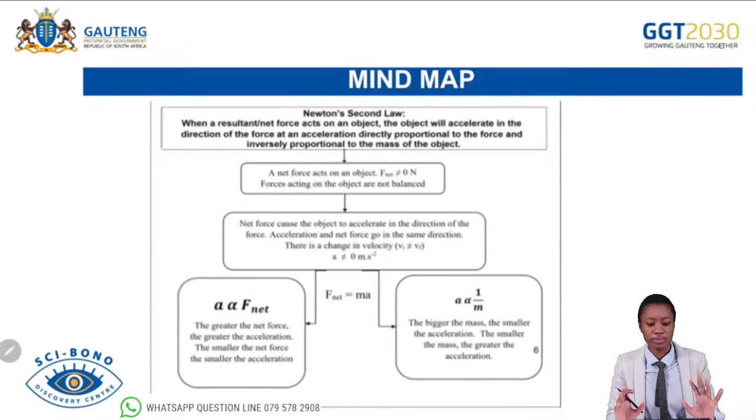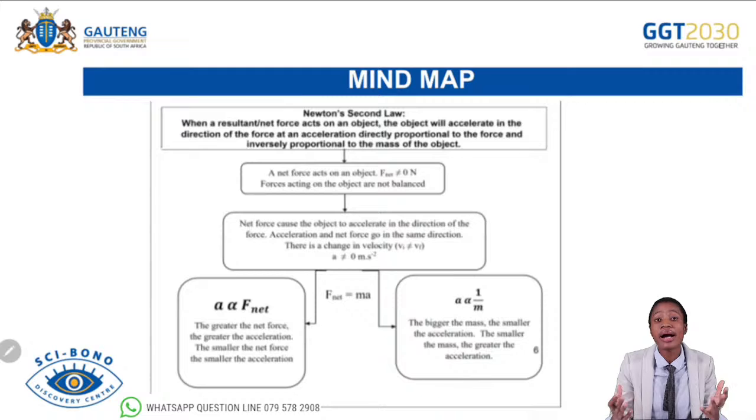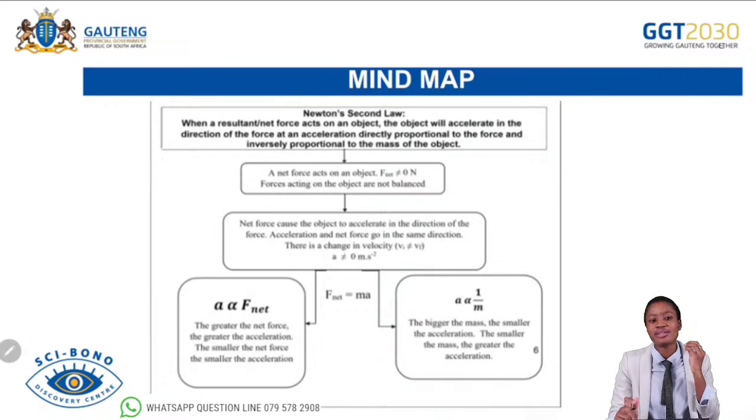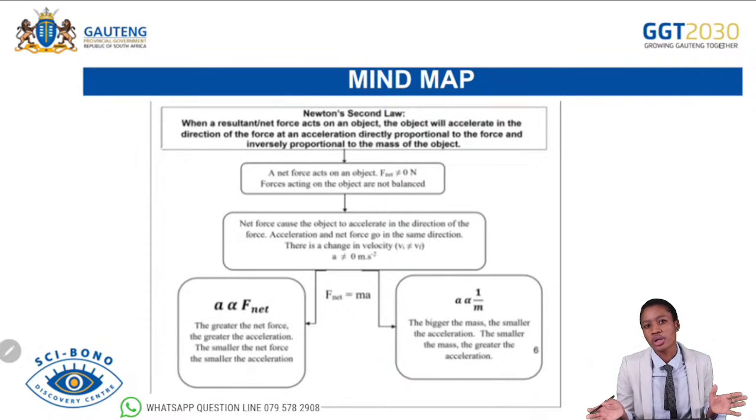So here is basically a mind map that helps you understand Newton's law, or rather Newton's second law in this instance. The first thing that I always tell learners is to be able to define it. Define. Simple 2 marks as it is on the exam guideline. Define Newton's second law. Be able to define it. When you define it, it is already simple 2 marks for you.